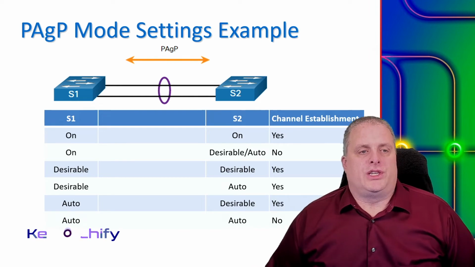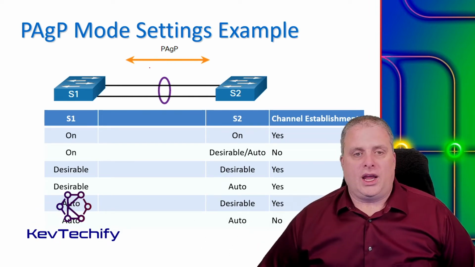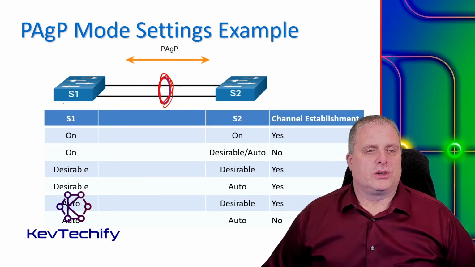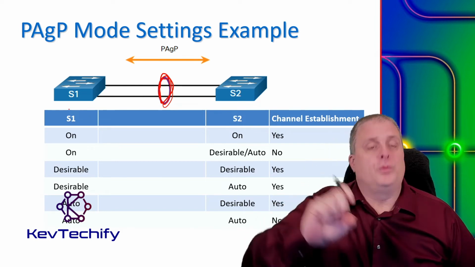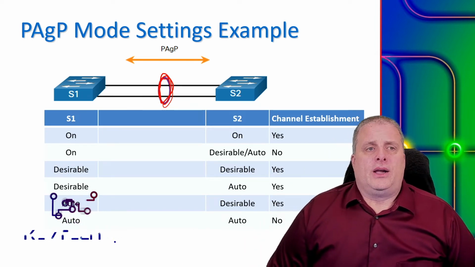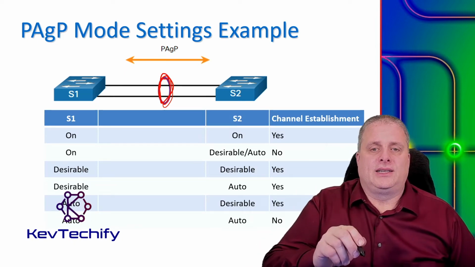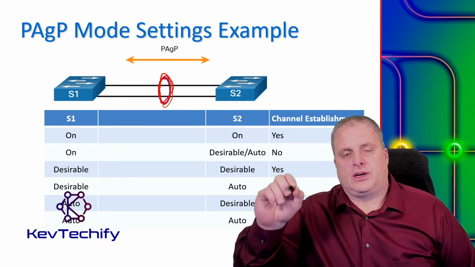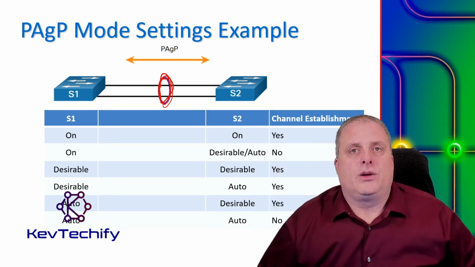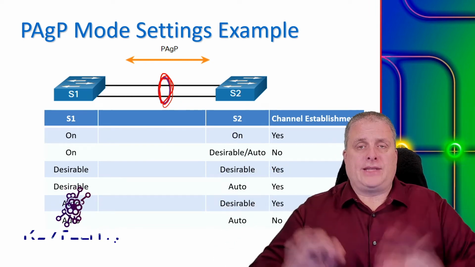We have 2 switches here, switch 1 and switch 2. There are 2 physical connections between them. We have an EtherChannel set up right here, signified by the circle in the middle, logically grouping those together. Now, if PAgP on switch 1 is set to on, and it's also set to on on switch 2, both sides are set to on, so yes, the EtherChannel will establish. They say, okay, you're an EtherChannel, and that's it.